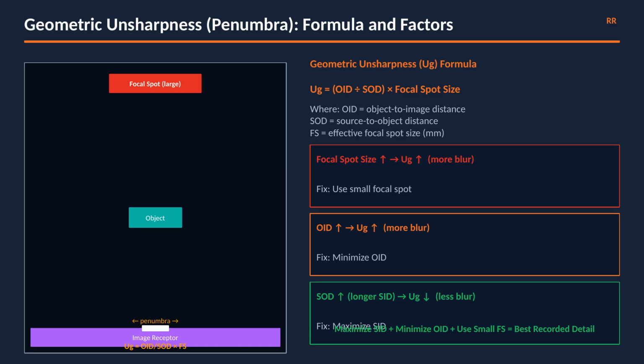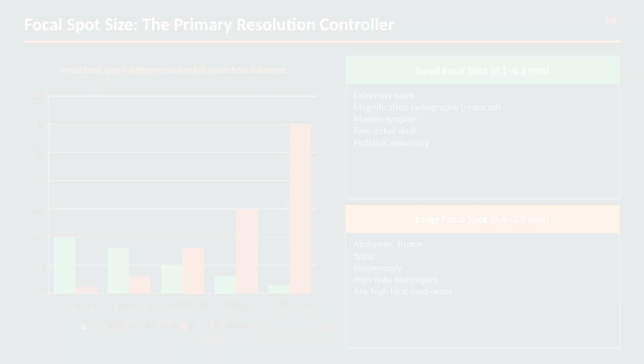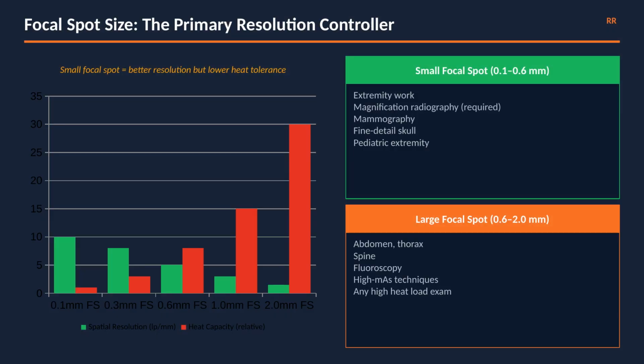The combined rule, maximize SID plus minimize OID plus use small focal spot equals best possible recorded detail. All 3 work toward the same goal. The bar chart on this slide shows resolution in line pairs per millimeter and heat capacity at 5 focal spot sizes, from 0.1 to 2.0 millimeters. The trade-off is clear and the registry tests it directly.